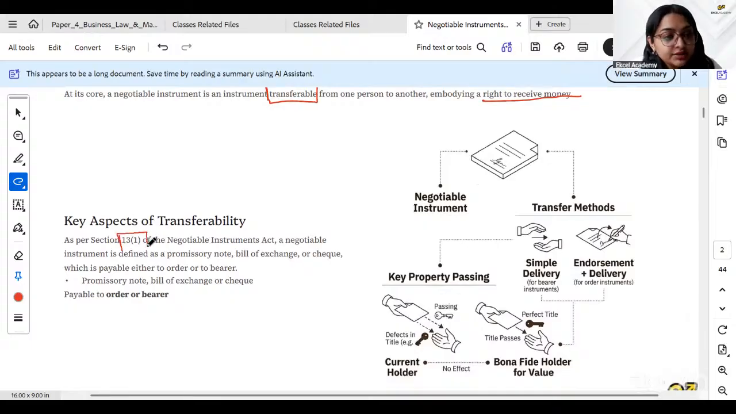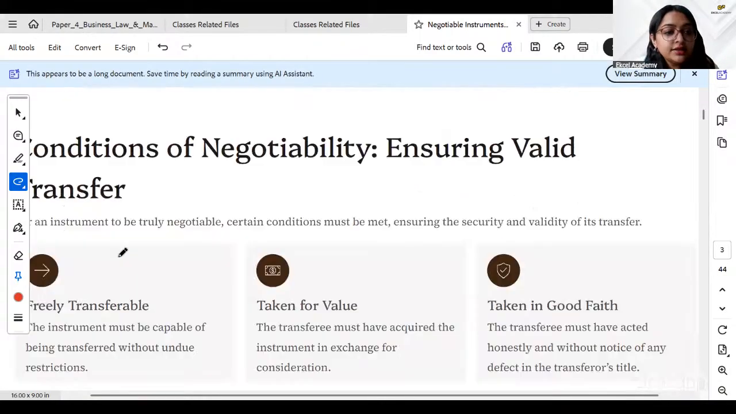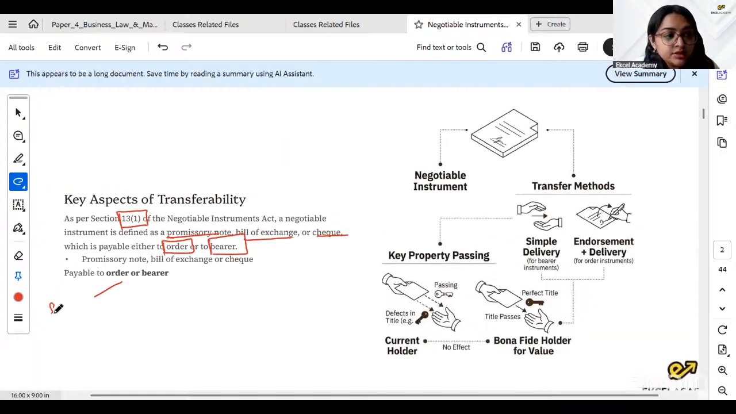So as per Section 13(1) of the Negotiable Instruments Act, a negotiable instrument is defined as a promissory note, bill of exchange, or a cheque which is payable either to order or to the bearer. What is order and what is bearer? Order is when it is payable to a specific person. Bearer is when it is payable to the holder.